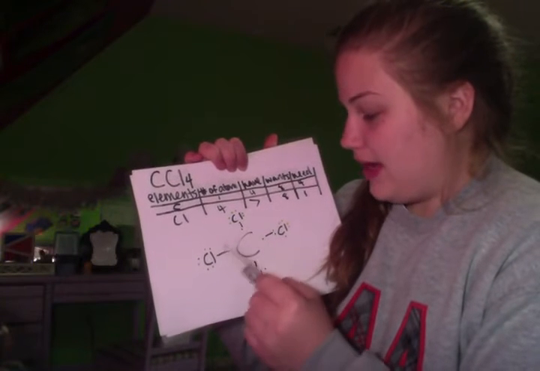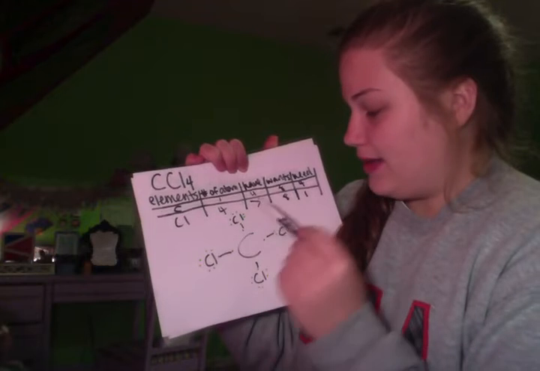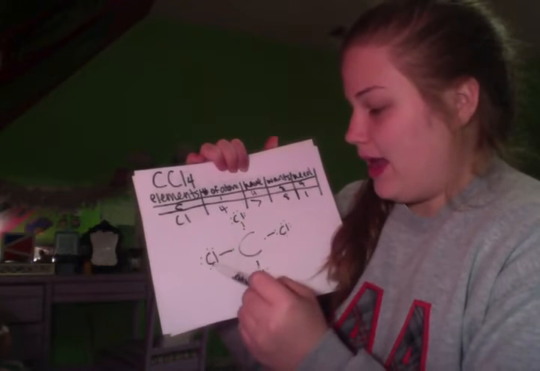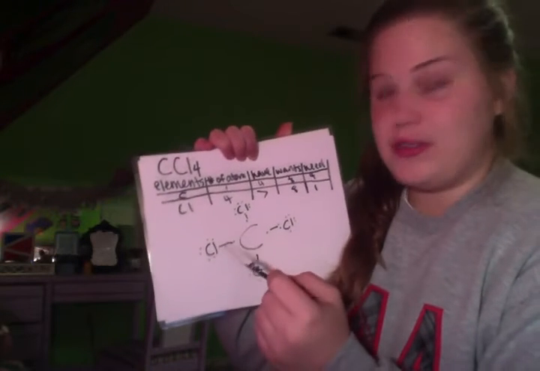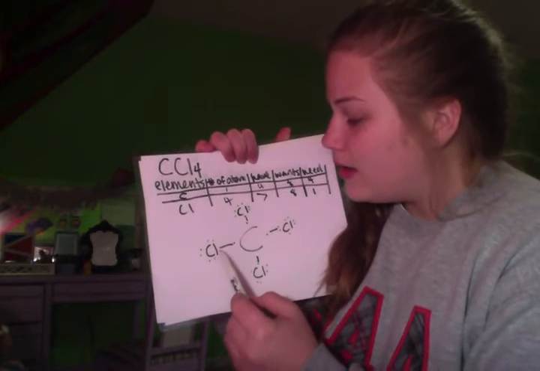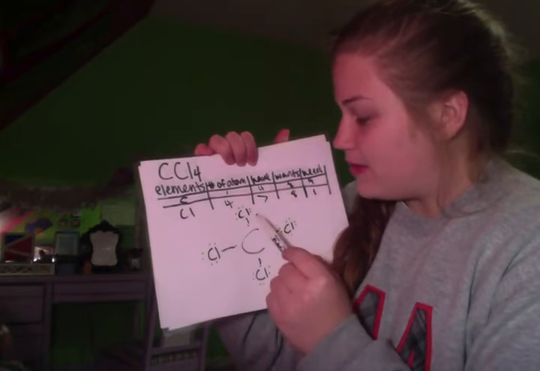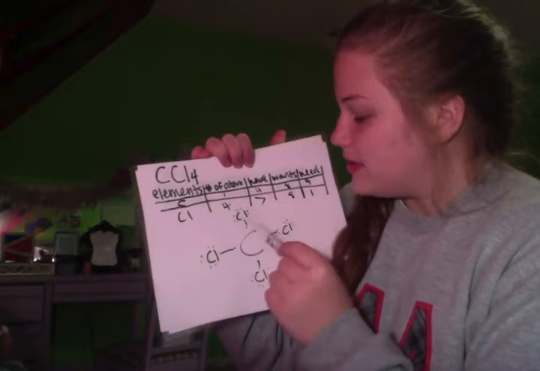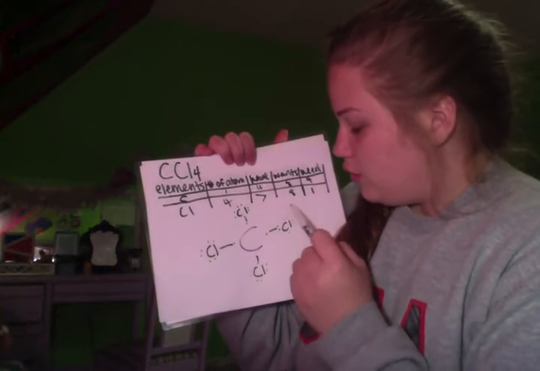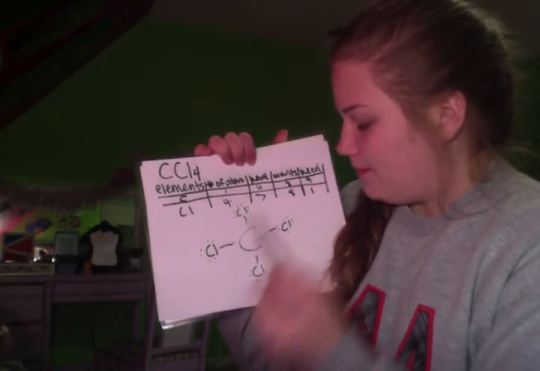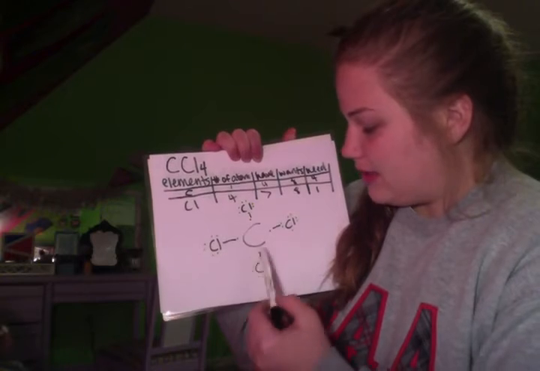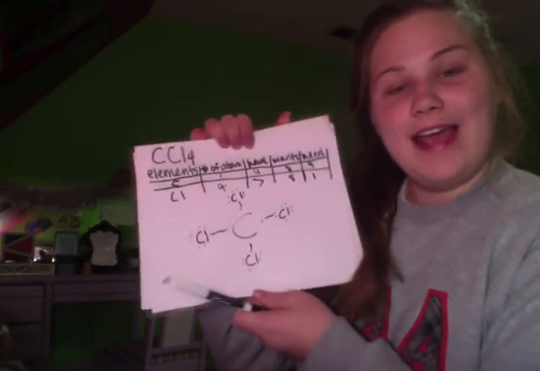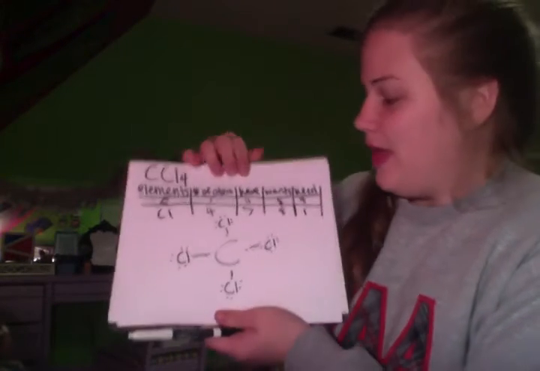Alright, so now you count. This C has 2, 4, 6, 8, so C is happy. And we now have to check all the Cls. This Cl has 2, 4, 6, 8, that one is happy. 2, 4, 6, 8. 2, 4, 6, 8. And then 2, 4, 6, 8. So it's happy. And that is how you do that one.